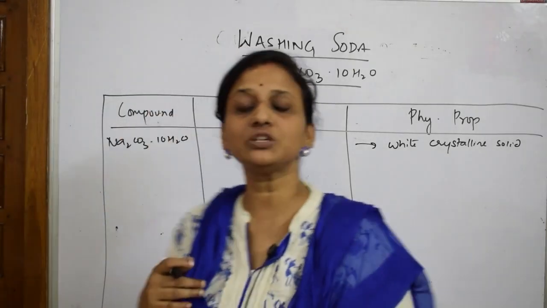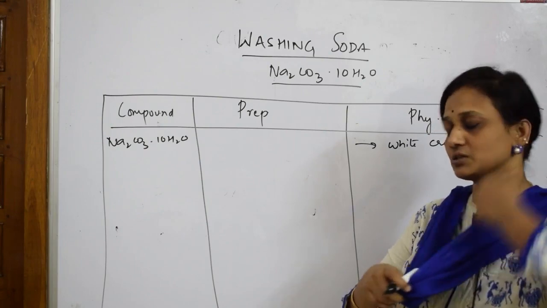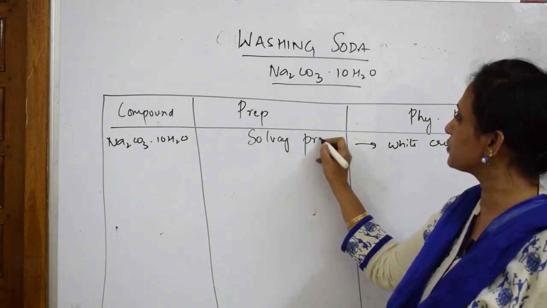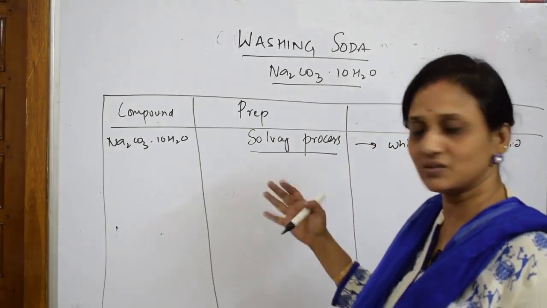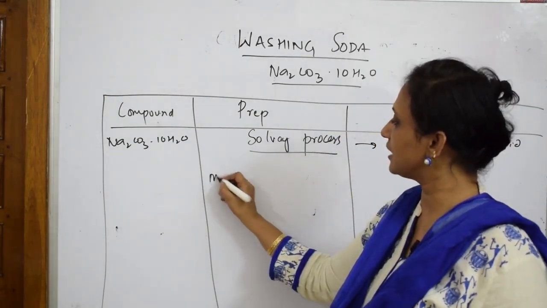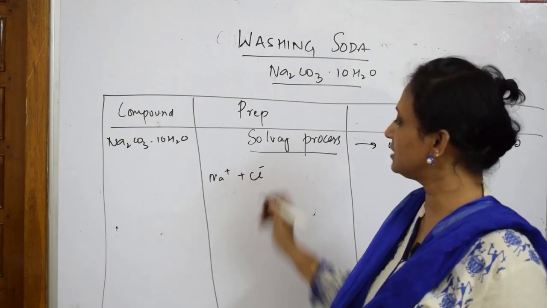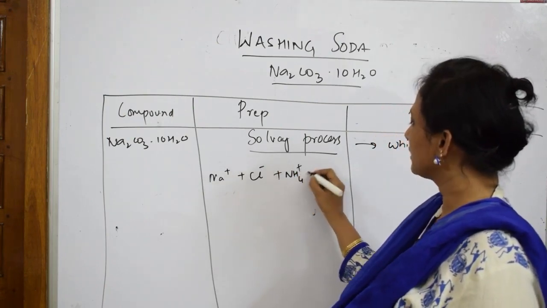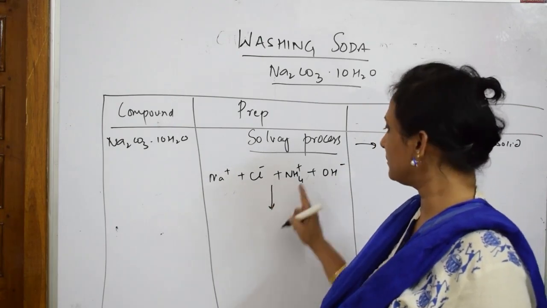The preparation used for the manufacture of sodium carbonate, that is washing soda, is called the Solvay process. So we are going to use the Solvay process for this. So what is the method? I'll make it simpler and write it. In the Solvay process, Na plus, I'm going to write the ionic reaction, combines with Cl minus, along with ammonium plus and hydroxyl. In step 1, what will happen?